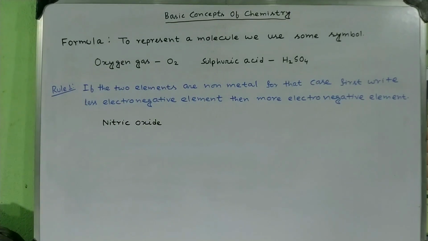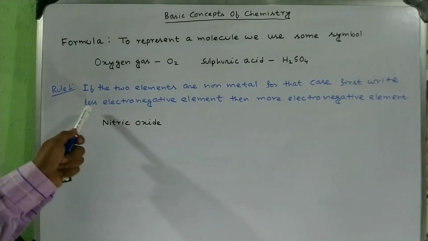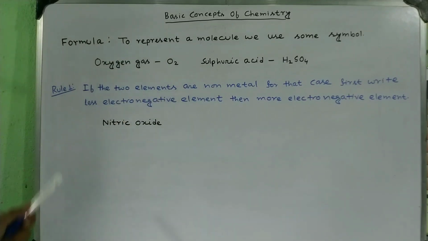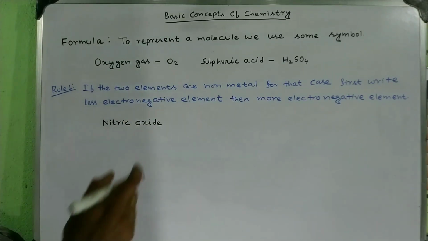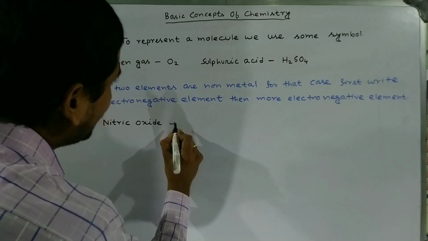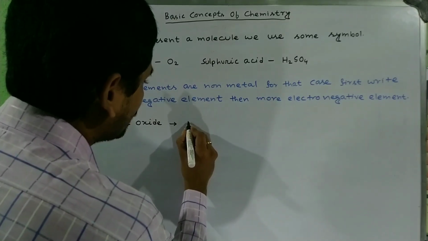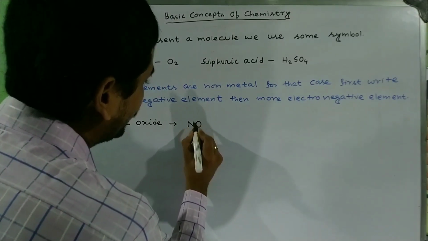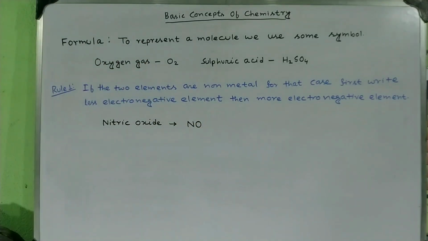We all know that the electronegativity of oxygen is more than nitrogen. So first write what? First write the less electronegative element. Nitrogen is the less electronegative element, that's why the formula of nitric oxide is NO. Clear, student? Now we introduce rule number 2.